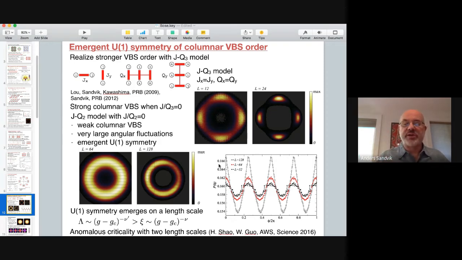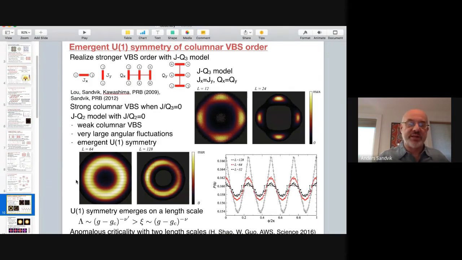If you look really carefully, you can see that there's some columnar feature here too, because the angular distribution is peaked at the angles, same as here. So now a very interesting aspect is that this emergent U(1) symmetry is governed by a length scale. So here I'm inside the valence bond solid state. And if I go to a really big lattice, eventually I would start to see these blobs here.